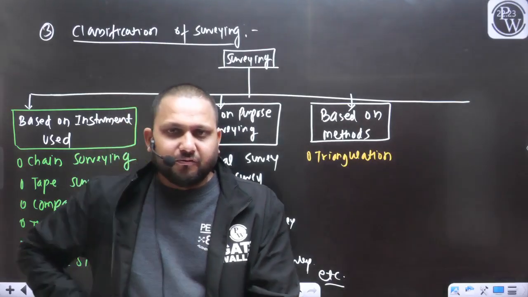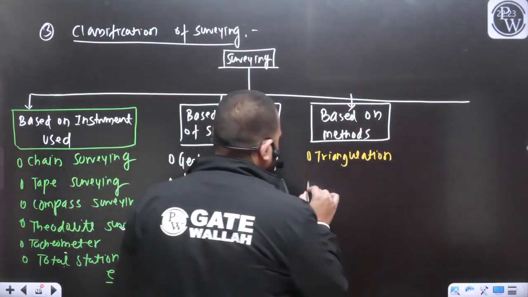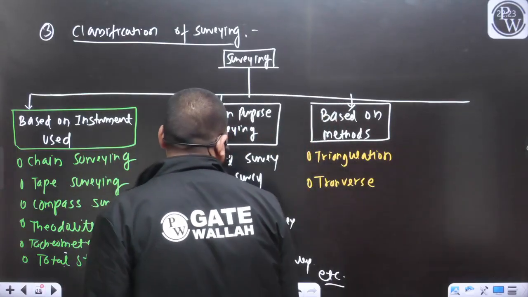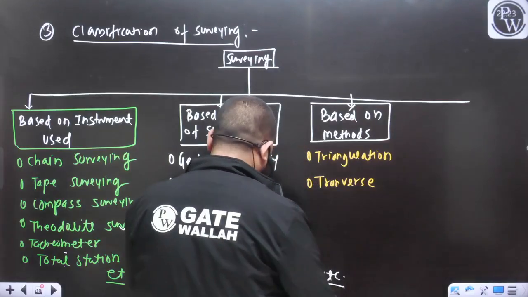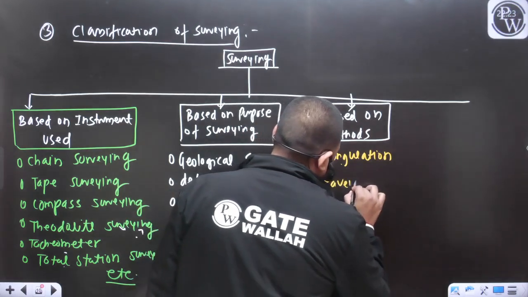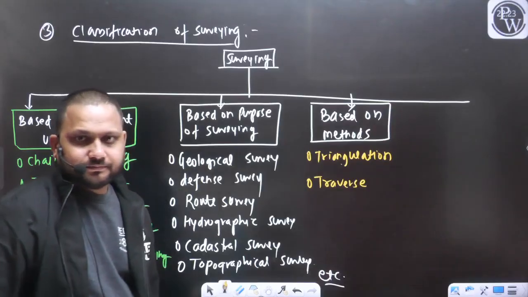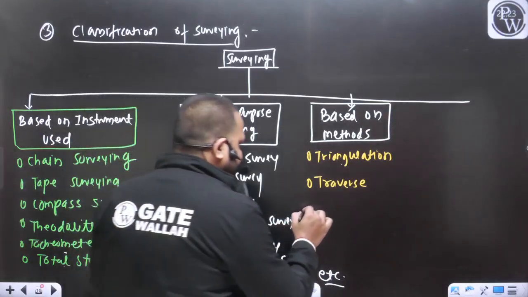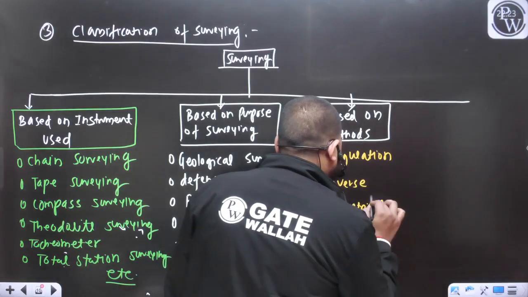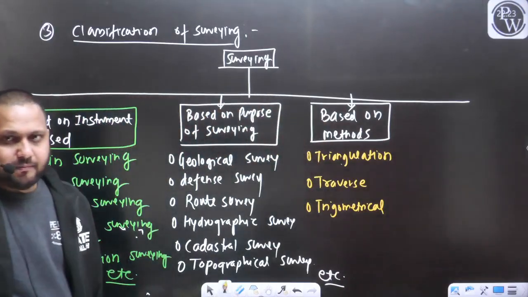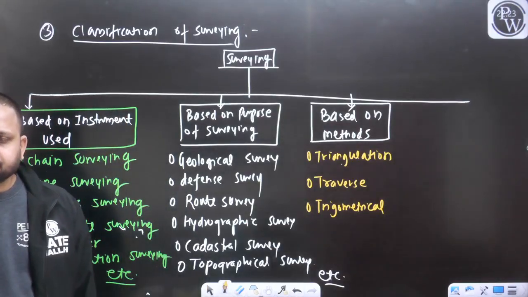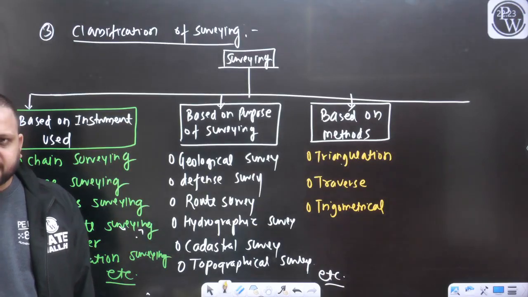Very good. We can also classify the surveying based on the method, which is going to be the traverse survey, traversing. We can use the concept of trigonometry, and based on that method we can say that is the trigonometrical surveying.